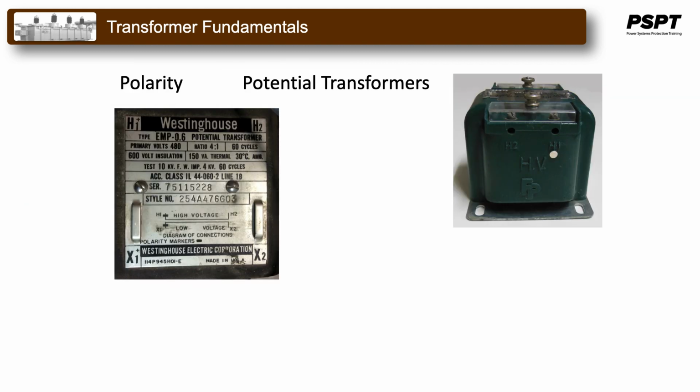Designating the polarity of a PT is very important and done much the same as in the case of a CT, by marking the PT primary and secondary terminals and/or indicating it on the nameplate. Again, this is especially important when PTs are used for relays and revenue meters.